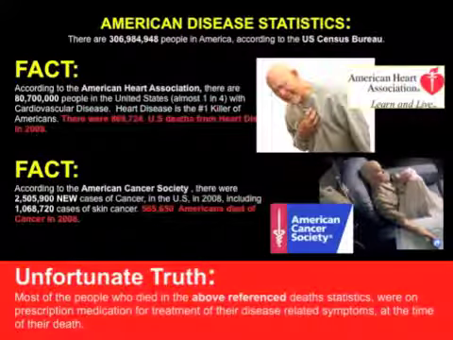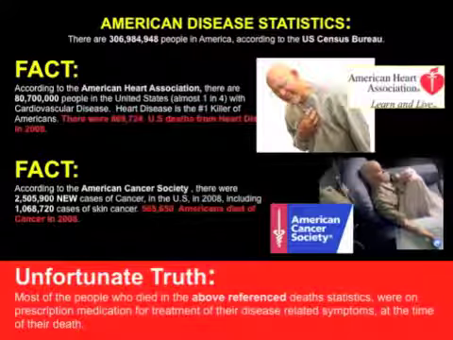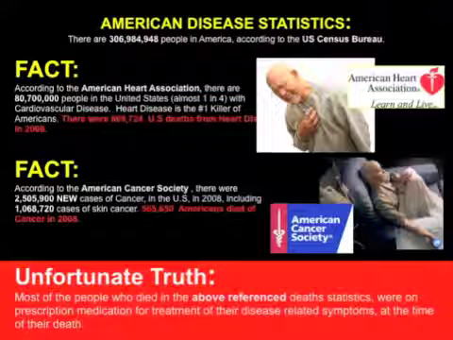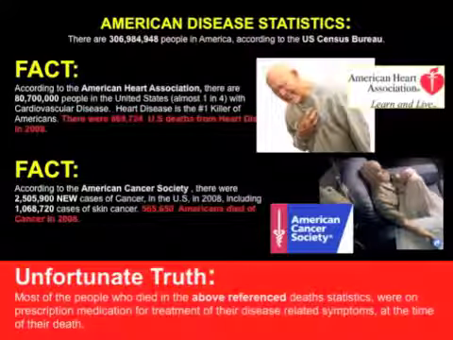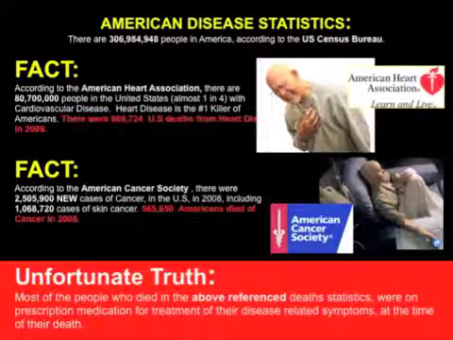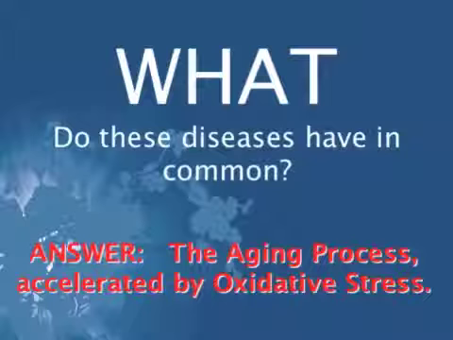But let's look at one of the unfortunate truths about these two facts: most of the people who died in those reference statistics were on prescription medication at the time of their death. So medicine is not the answer. We have these people that are dying and they're medicated and dying. So we have to look at something different. What do these diseases, specifically cancer and heart disease, have in common? The answer is the aging process. These are diseases that are typically of the aged, and they're accelerated by oxidative stress.